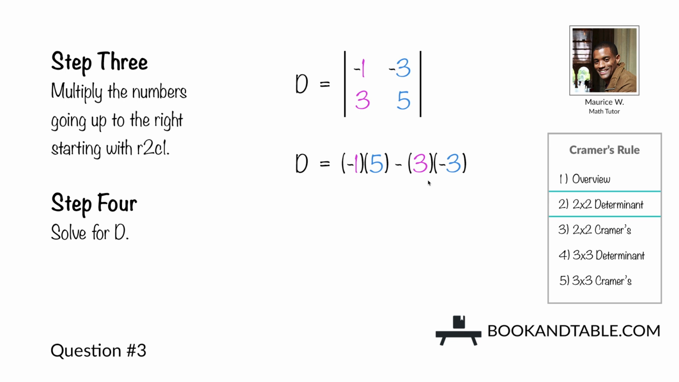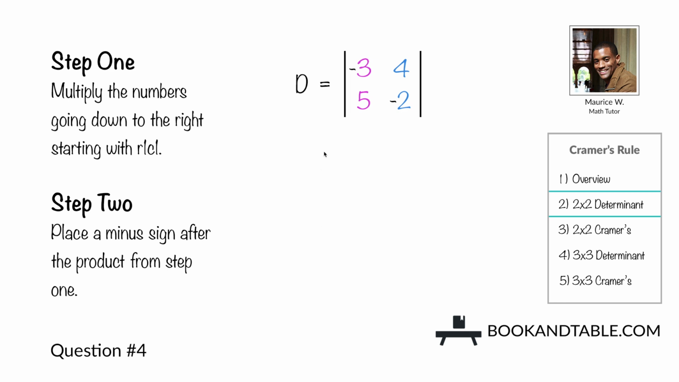And now step 4, we can solve for D. So we have negative 1 times 5, which is negative 5, minus 3 times negative 3 is negative 9. Negative 5 minus negative 9 is equivalent to negative 5 plus 9, and that would be equal to positive 4. So the answer to question number 3 is the determinant is equal to positive 4. So that is the answer to question number 3. Let's now have a look at question number 4.